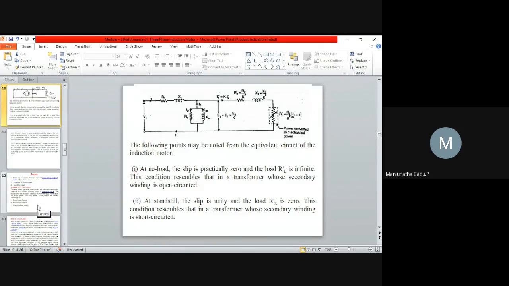To find the input current I1, I1 will be equal to the sum of the no load current and the rotor current referred to stator, that is I2 dash. I2 dash plus I0 is your input current, that is stator current I1. I0 is already given, I0 is equal to 20. Power factor is given, we have to find the angle.